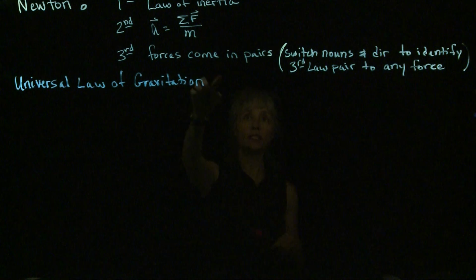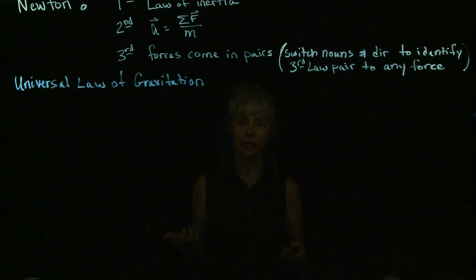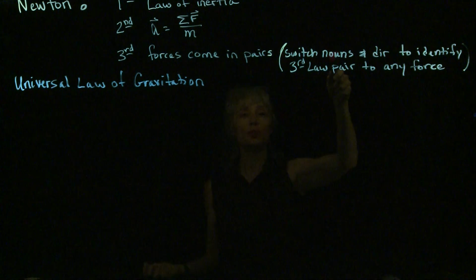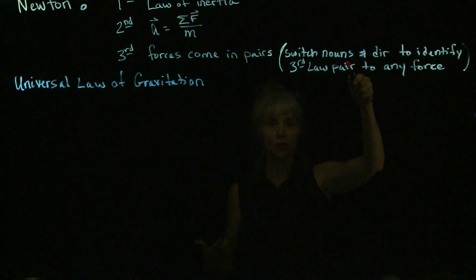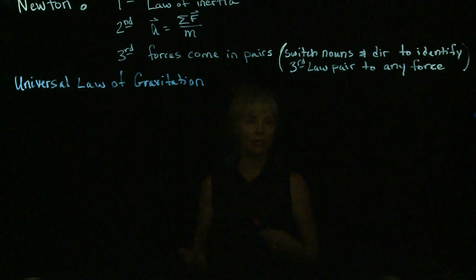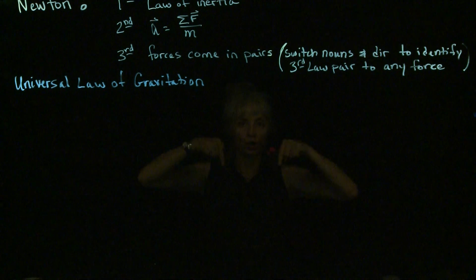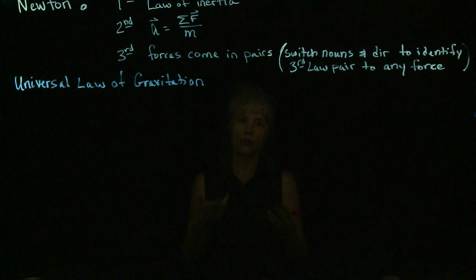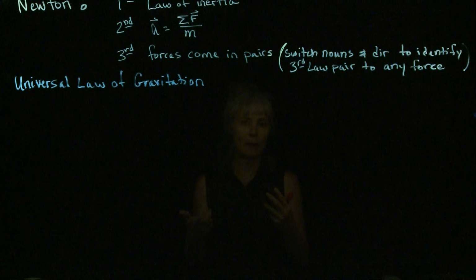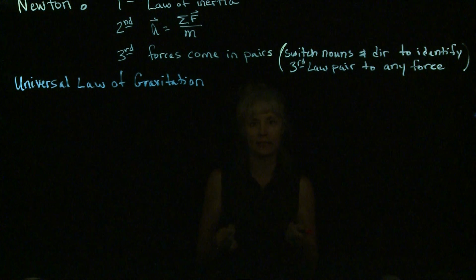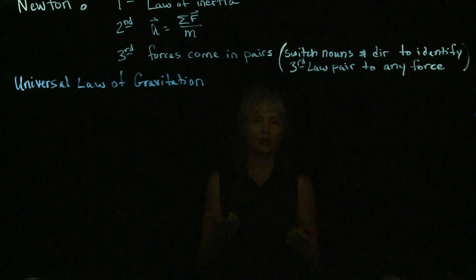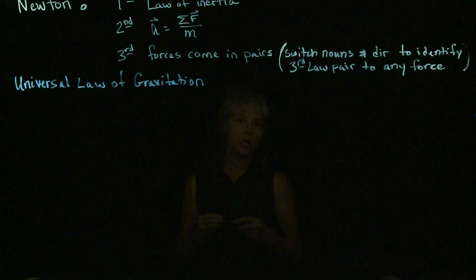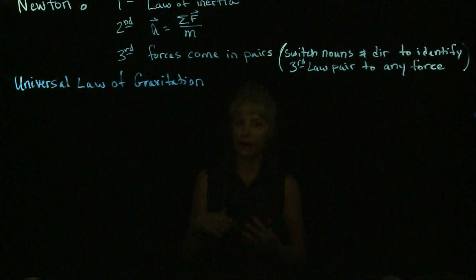His third law tells us that forces come in pairs. You can't have an isolated force. There is no existence of an isolated force. And to find the third law pair, you just simply switch the nouns for your description of the force and the direction to identify that third law pair. So for example, I push down on the floor, the floor pushes up on me. So I describe the force that I'm interested in finding the third law pair, and then I just take the 2 nouns in that sentence that describes that force, switch them, and then switch the direction, and that provides me the third law pair.